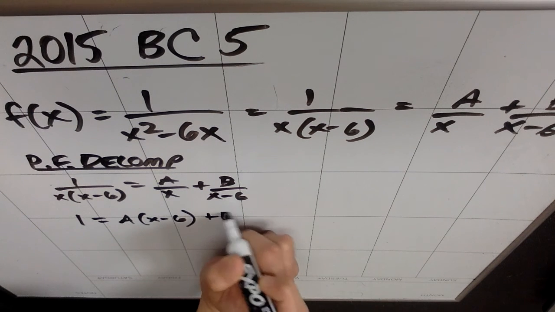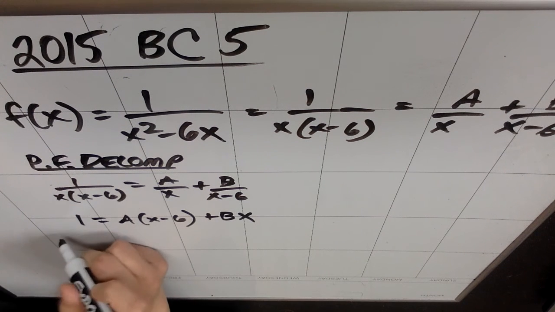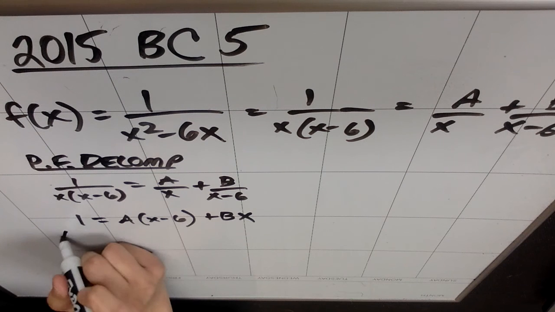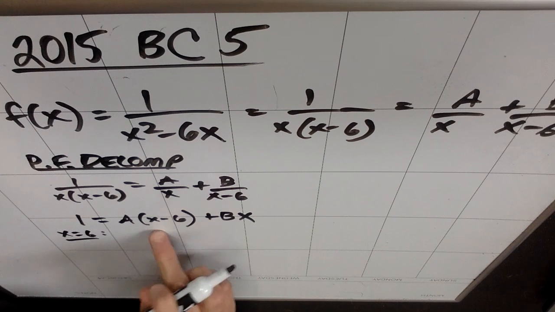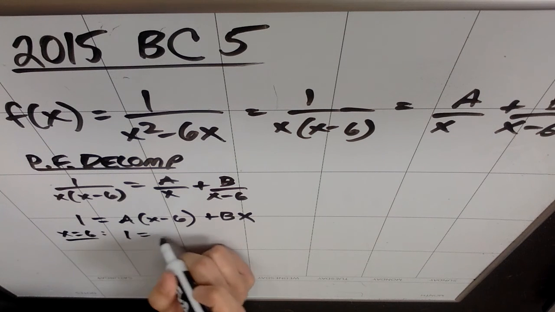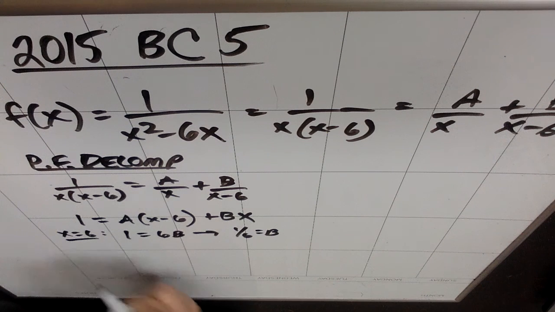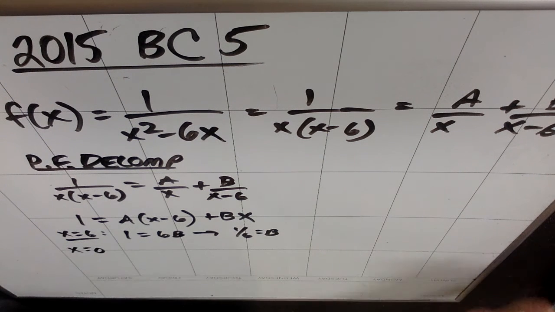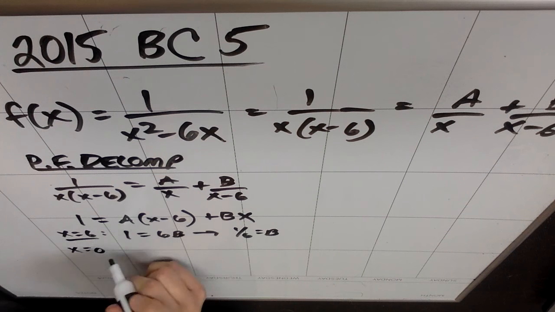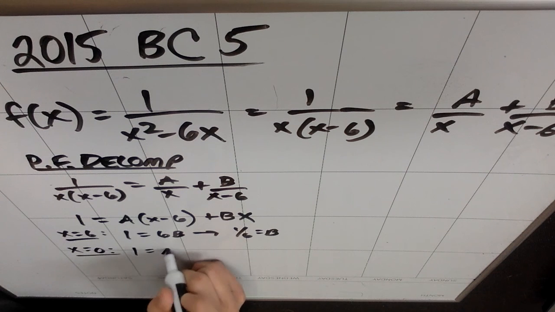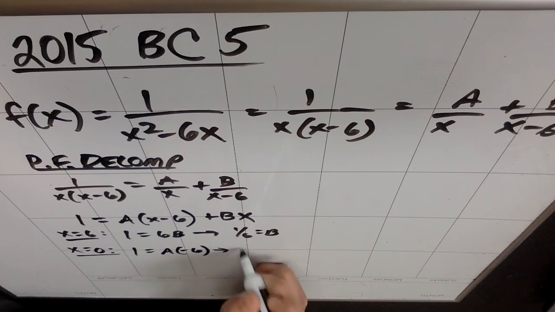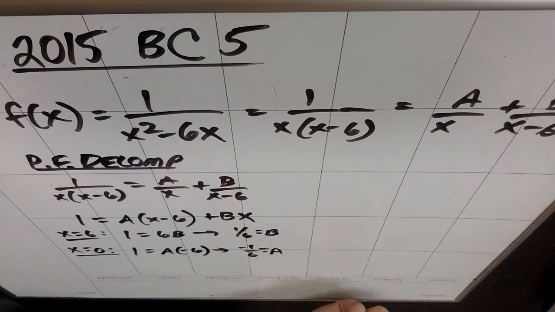So I get this. I'm then going to do what I call clever substitution. I notice that if I plug in x as 6, I will knock out this term and be able to find B. So I get 1 equals 6B. Oh look, 1/6 is my B. If I plug in x as 0, I'm going to be able to do the same thing and knock out this term. So I get 1 equals A times negative 6. Oh look, negative 1/6 is my A, right?